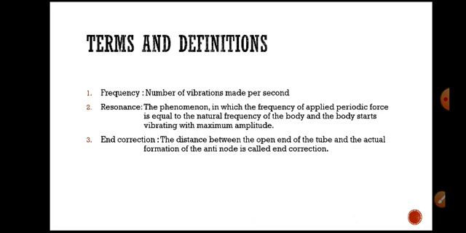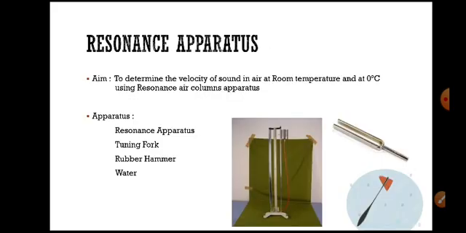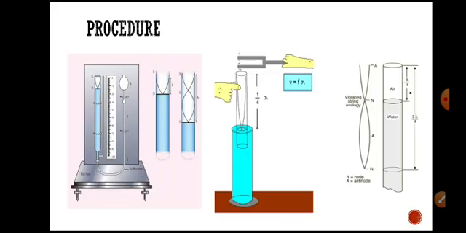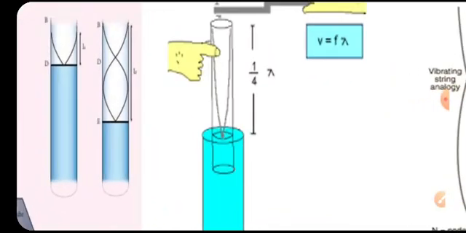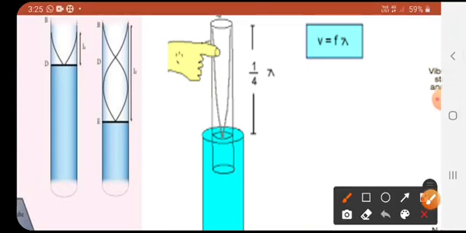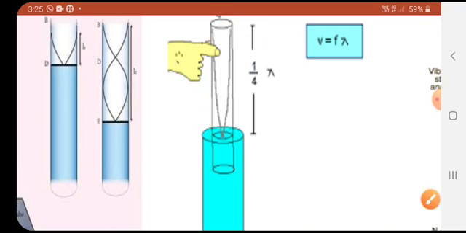And end correction. The distance between the open end of the tube and the actual formation of the antinode is called the end correction. Here you can see the end correction. This is the actual antinode here. This is the end correction.